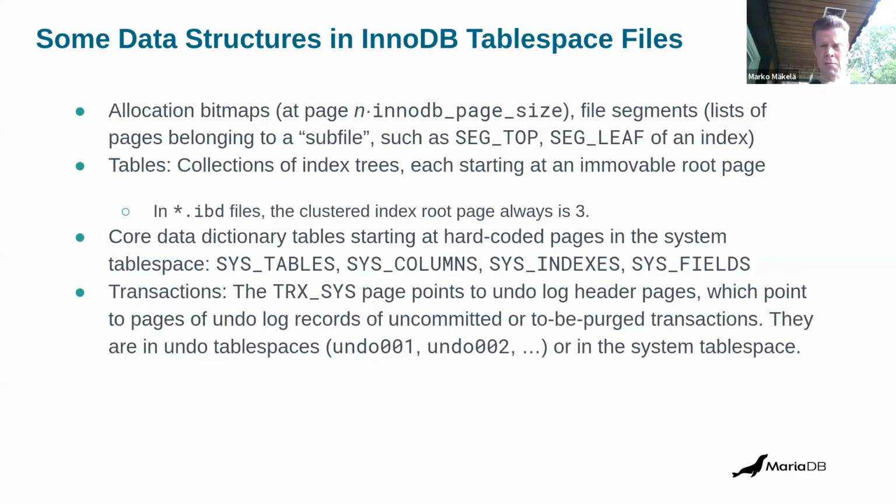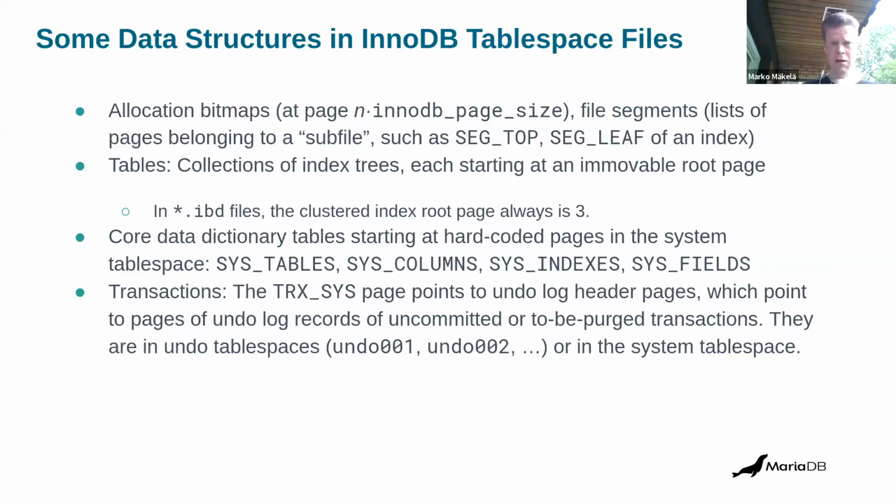So we have allocation bitmaps that tell us which pages inside the file are actually allocated for something. And then we have file segments, which are lists of pages that belong to a particular subfile, so to say, or inode, it's called in the InnoDB source code. So for example, in each index tree root page, we have pointers to the top segment and the leaf segment. The top segment contains all the pages that are allocated for non-leaf levels, and the leaf segment contains all the leaf pages and all blob pages.